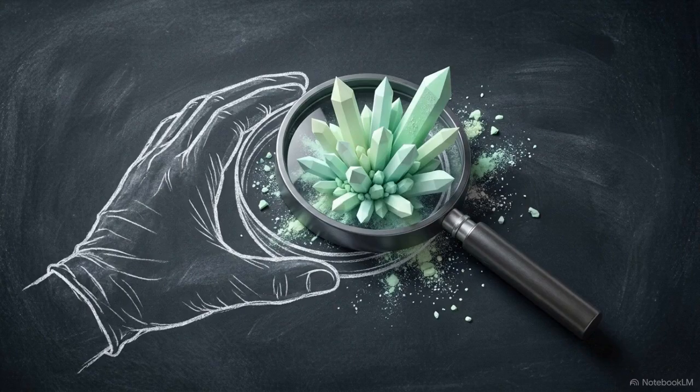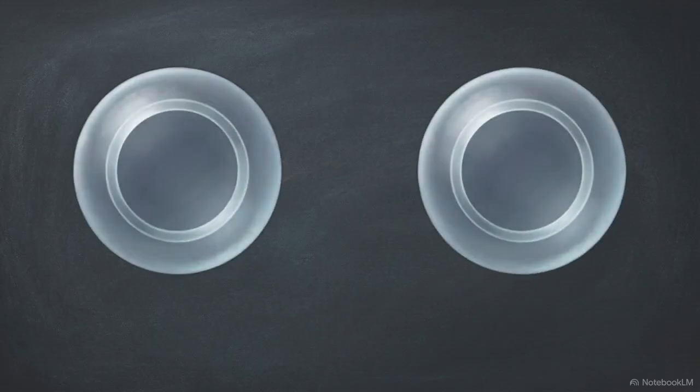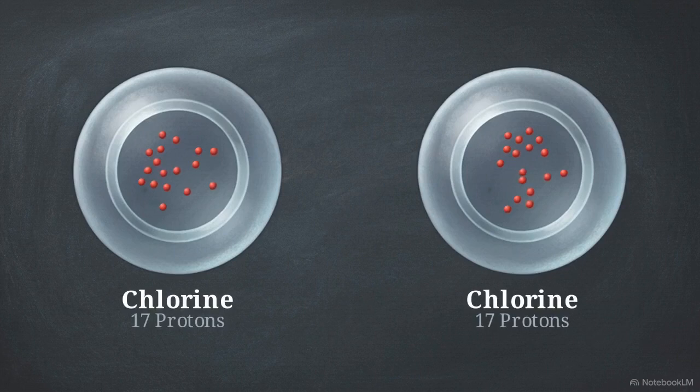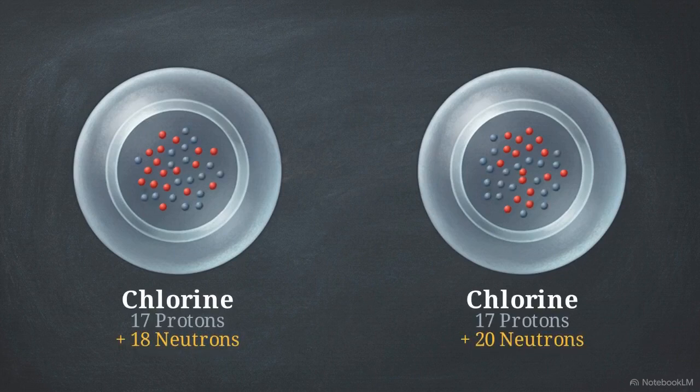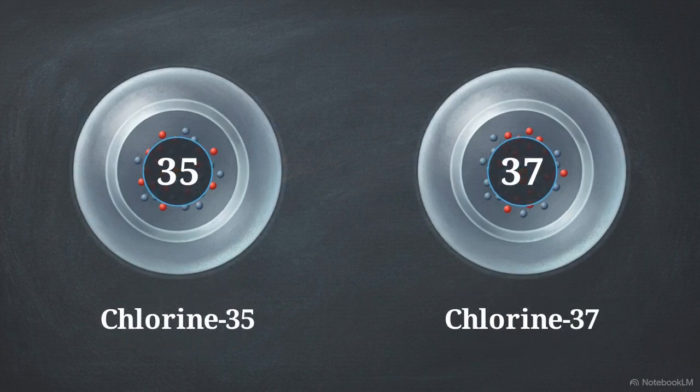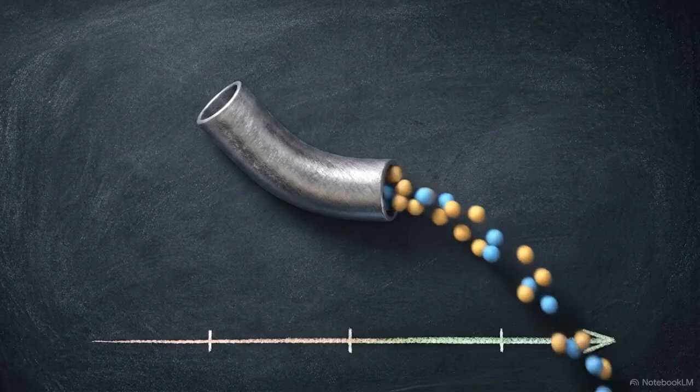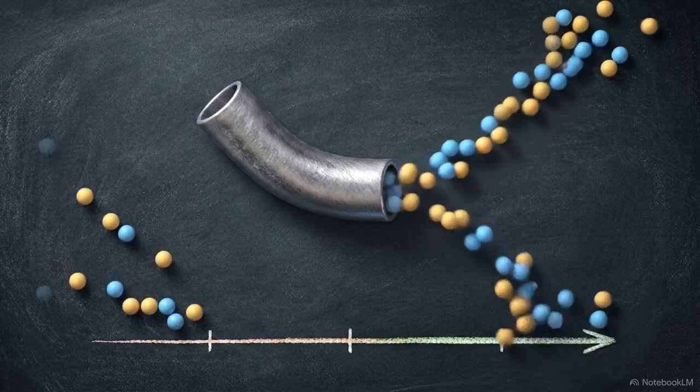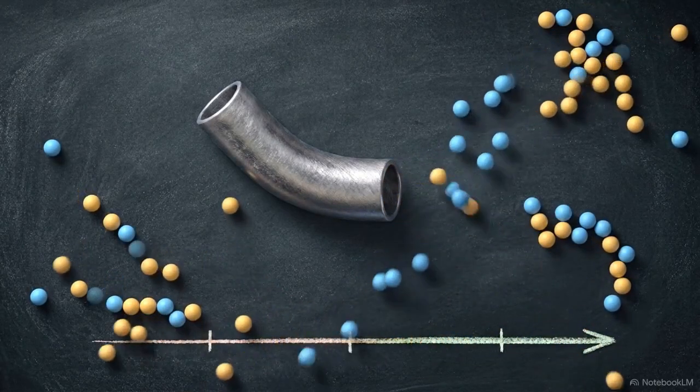When you scoop up a sample of pure chlorine, you are actually holding a mixture of variations. These variations are called isotopes, atoms of the exact same element that carry different numbers of neutrons. In nature, stable chlorine exists almost exclusively as two specific isotopes, chlorine-35 and chlorine-37. Scientists use an instrument called a mass spectrometer to physically separate these isotopes based on their distinct masses.